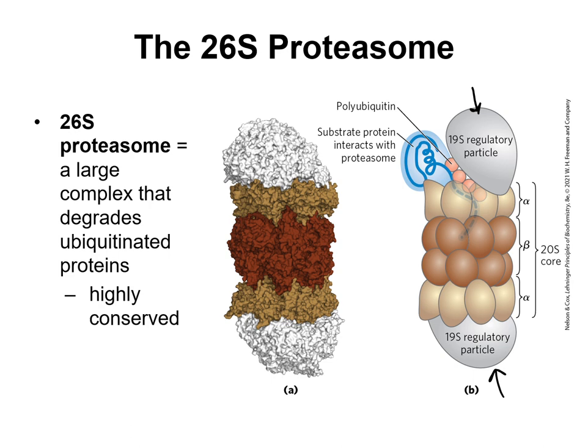And then we've got this 20S core, which is made of multiple alpha subunits and beta subunits. The beta subunits are where the action is. Those have the different proteases that will chew up the protein and yield different size peptides.